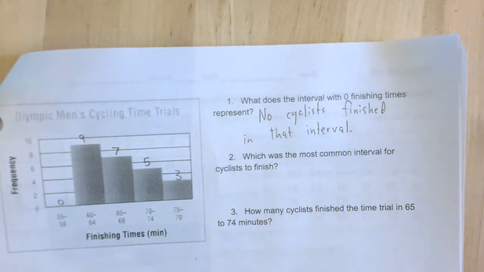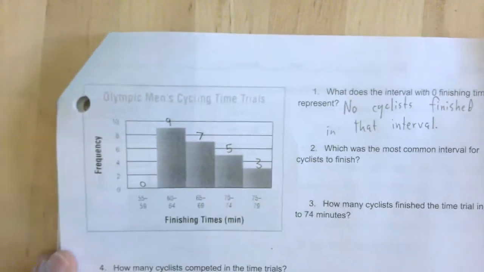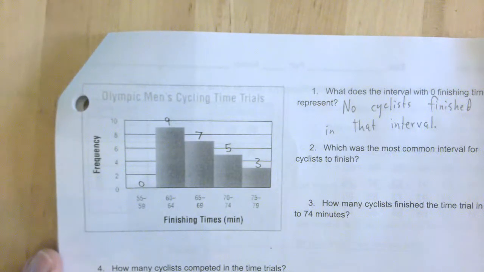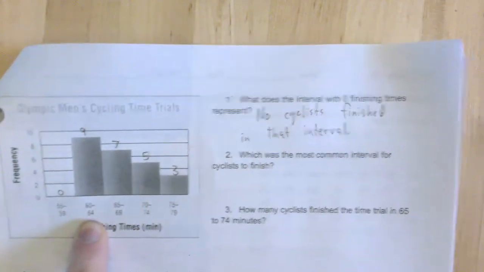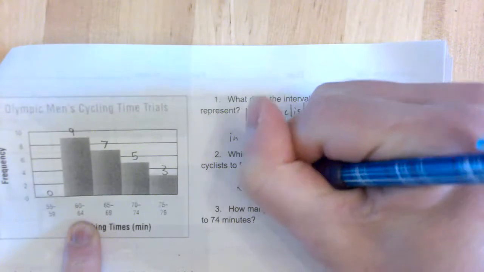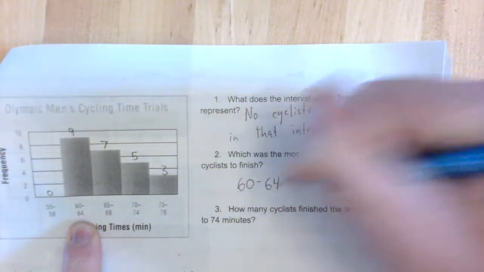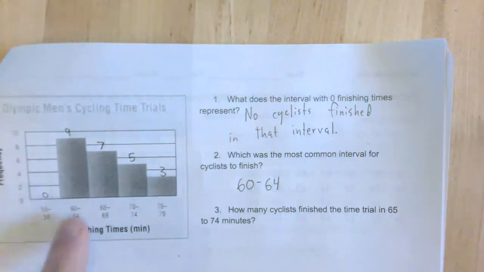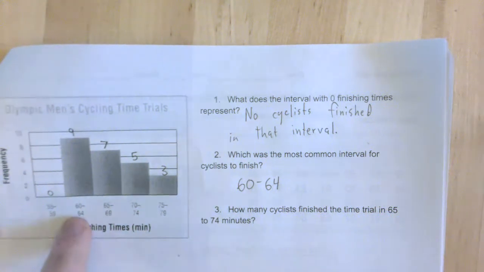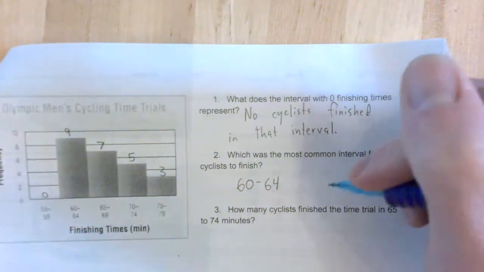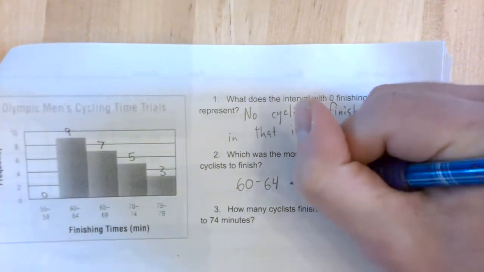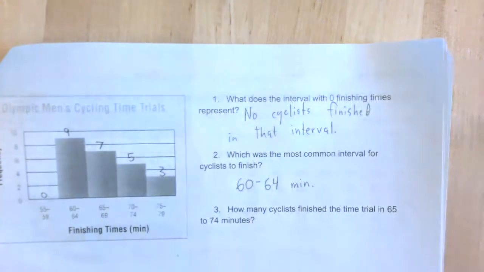All right, which was the most common interval for cyclists to finish? The interval that had more data points than any other was here. It's 60 to 64 minutes. That doesn't mean most cyclists finish in that time, because that would have to mean that interval had more than half the data points, but 9 is not more than half. So it just means that it had more than any other interval. So between 60 and 64 minutes.